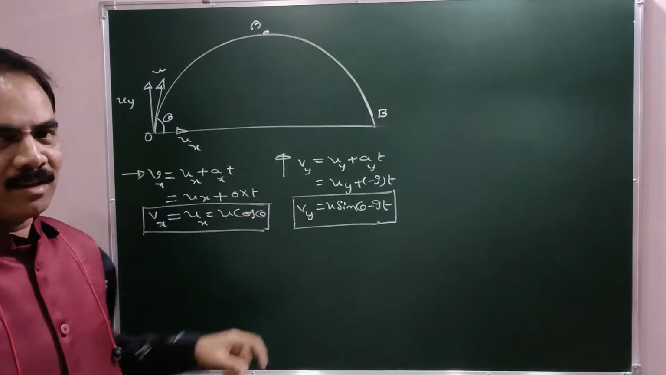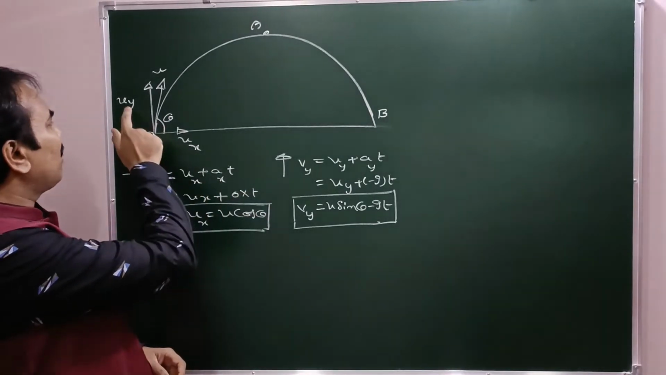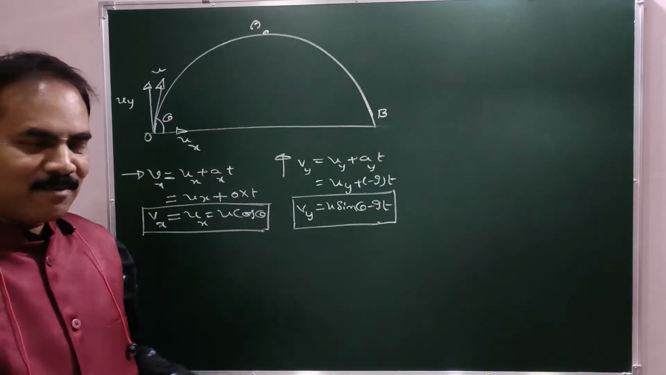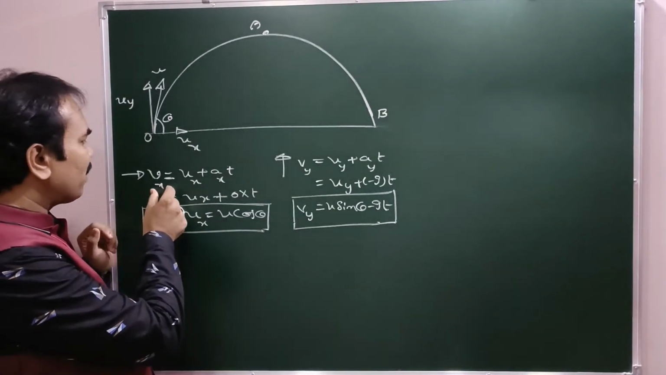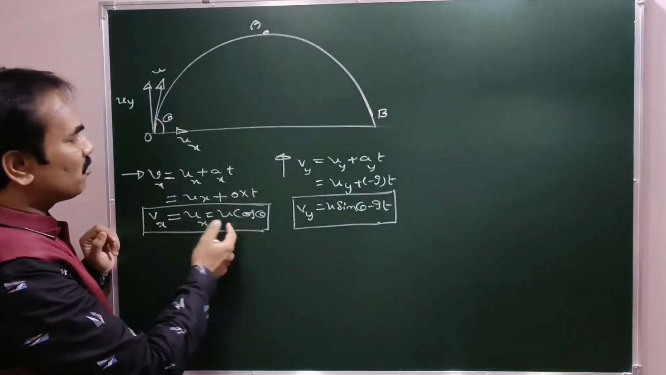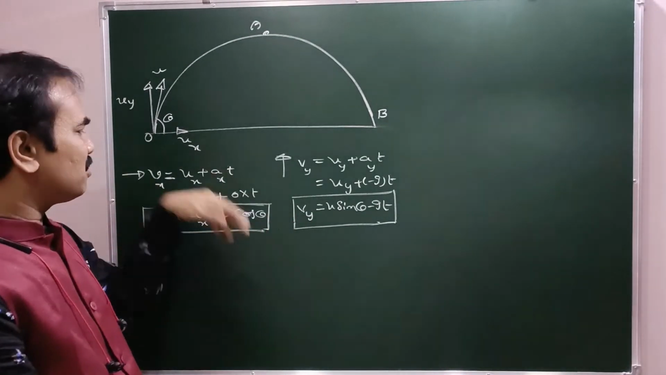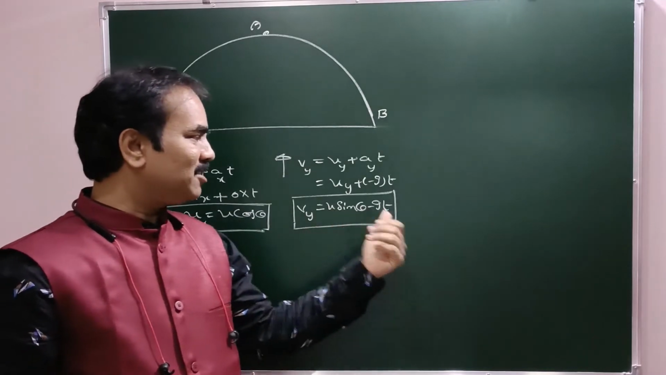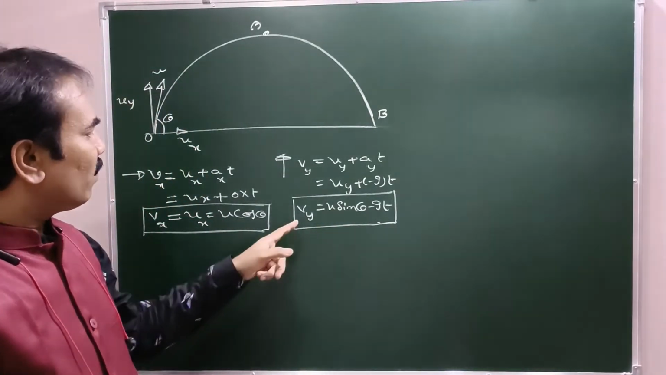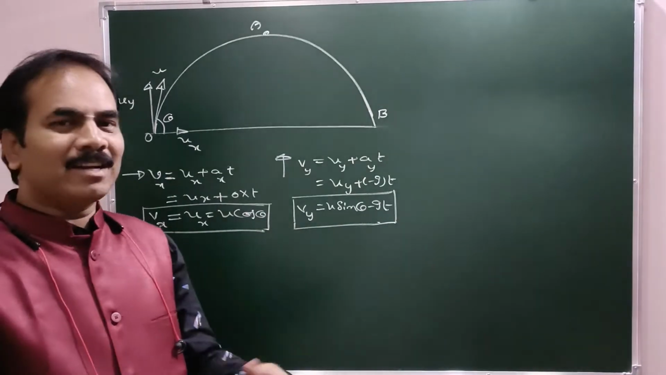Here we have a projectile which is projected with some initial velocity u, making an angle theta with the horizontal, whose components are ux and uy along horizontal and vertical respectively. After t time, we have components along x and y as follows. Vx equal to ux, u cos theta, no change at any instant. Vy equal to u sin theta minus gt. So these are the equations for vertical and horizontal velocities after t time.